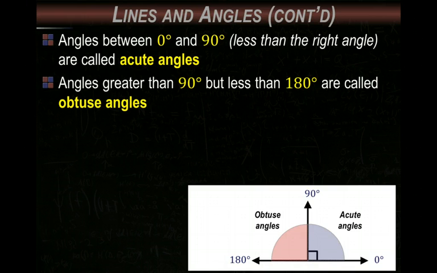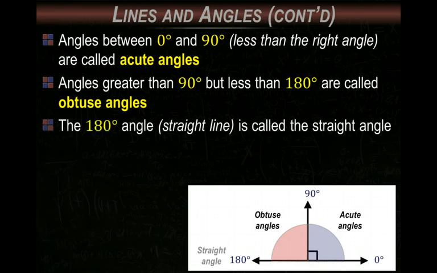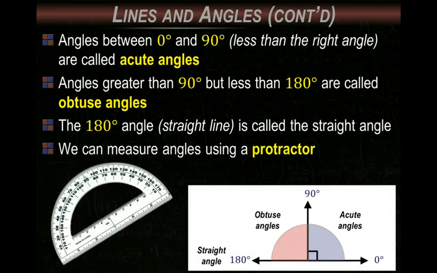Then there's actually a name for the 180. 180 is called the straight angle, because it's the angle of a straight line. A straight line, you think, doesn't have an angle, but that's why it's called the straight angle. To measure angles, you need to use this tool called the protractor. If you are in construction, there are even more complicated tools that measure angles. But in geometry class, we use this tool called the protractor for this.